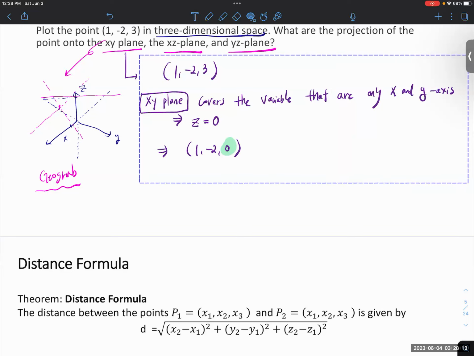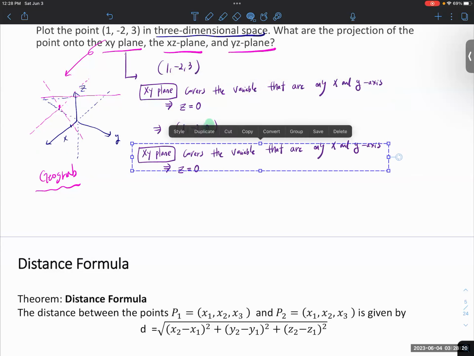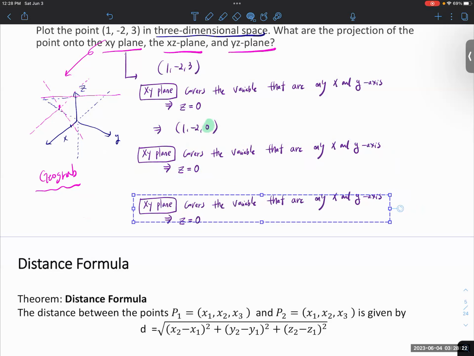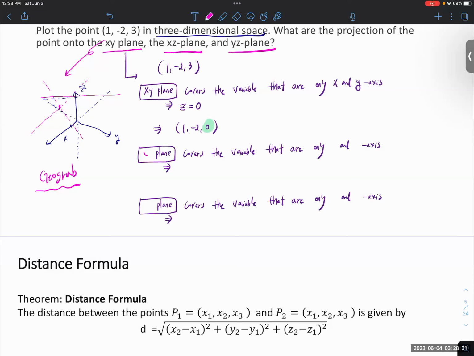I'm going to minimize a little bit, copy, and paste here. We're going to talk about the next one. The xz plane covers only x and z. That means y equals 0. So therefore, this point will be (1, 0, 3).